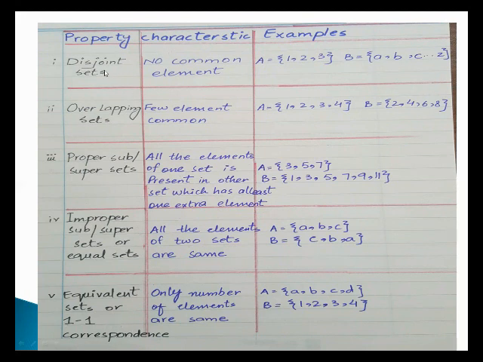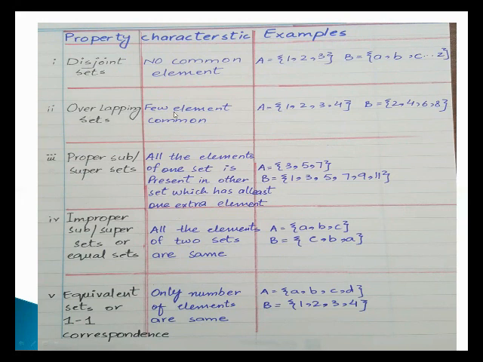According to characteristic, disjoint sets are those which have no common element. When you compare the sets and observe that no element is common, understand that the given sets are disjoint. There are examples: sets A and B. Set A has 1 to 3 and set B has A, B, C up to Z. We observe that the first set consists of numbers and the second set consists of English alphabets. So there is no relation between them. No element is common between them. So this is the best example of disjoint sets.